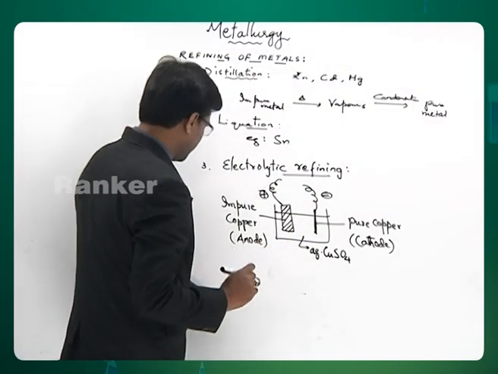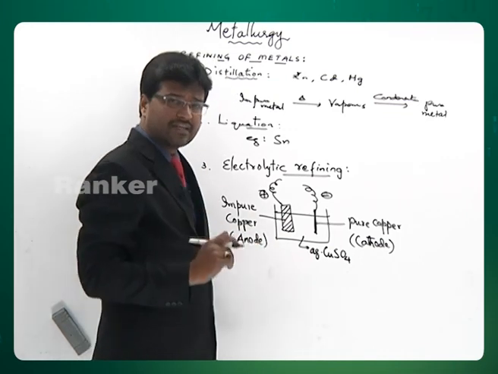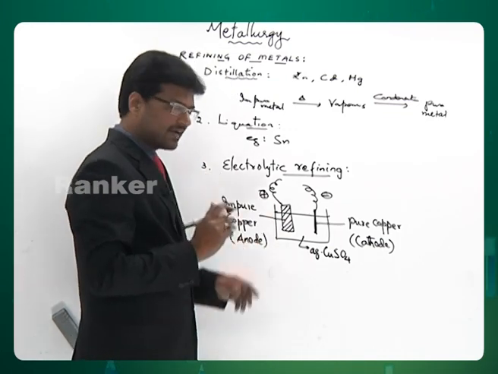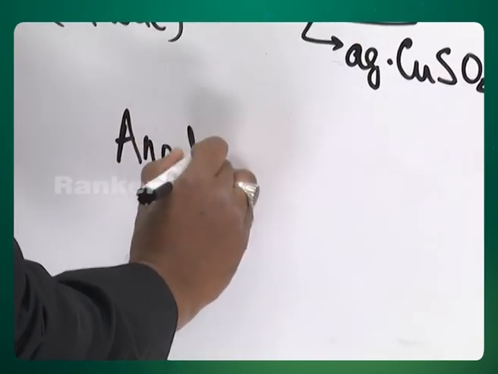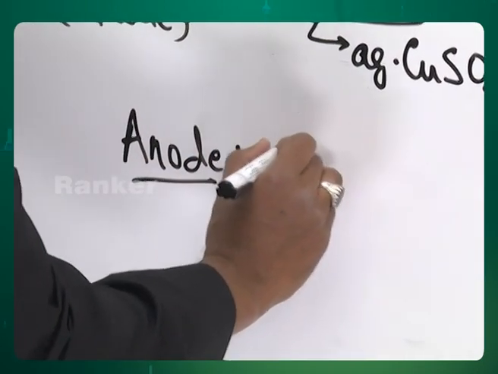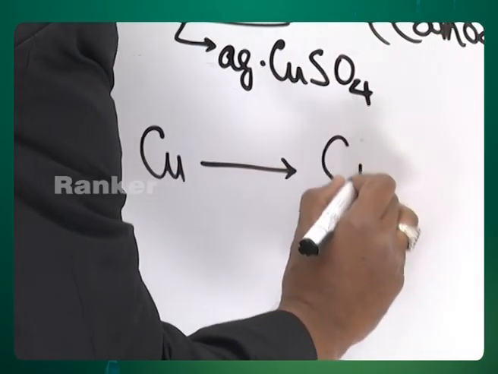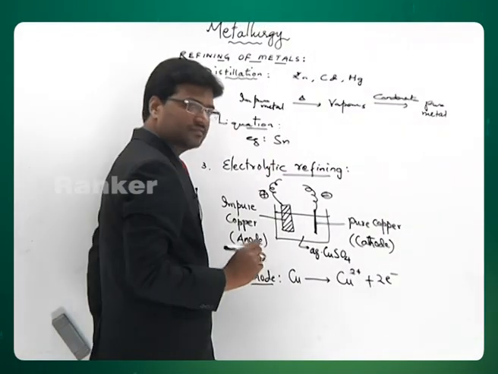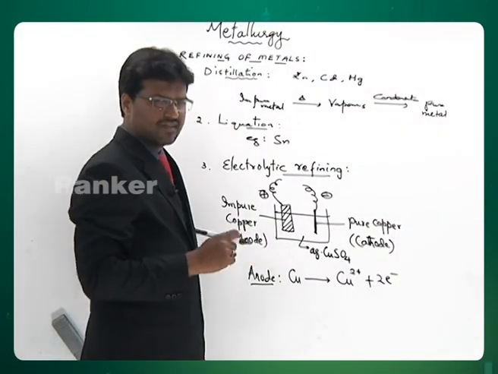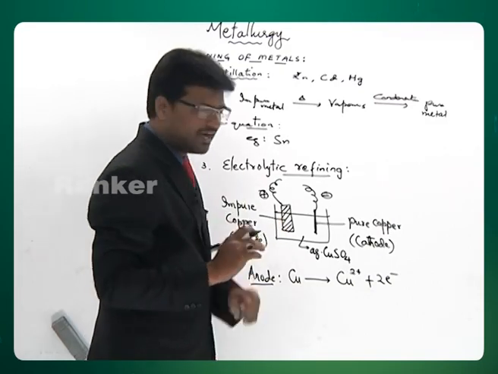Now let's see what reactions take place at the electrodes. Remember, the electrodes are active electrodes. Copper electrodes are active electrodes. When you use active electrodes in aqueous solution, anodic oxidation takes place. So the metallic copper of the anode will get oxidized to cupric by losing 2 electrons. This is what takes place at the anode. Anodic oxidation takes place. This will decrease the mass of the anode.